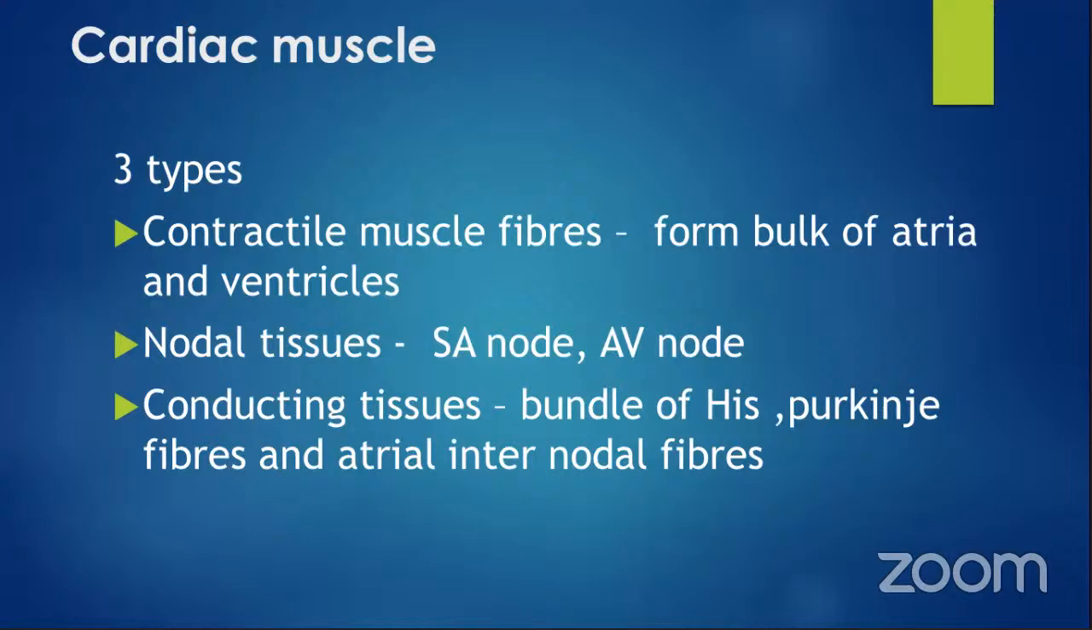Okay, so these conducting fibers are actually specialized excitatory and conducting fibers. They contract only feebly. Contraction is mainly by the atrial and ventricular muscles. Conducting tissues contract only feebly; they contain few contractile fibrils. Their main role is in showing autorhythmicity or conduction. This is an important aspect of cardiac muscle. It has three types of muscle: contractile muscle fibers, nodal fibers, and the conducting tissues.